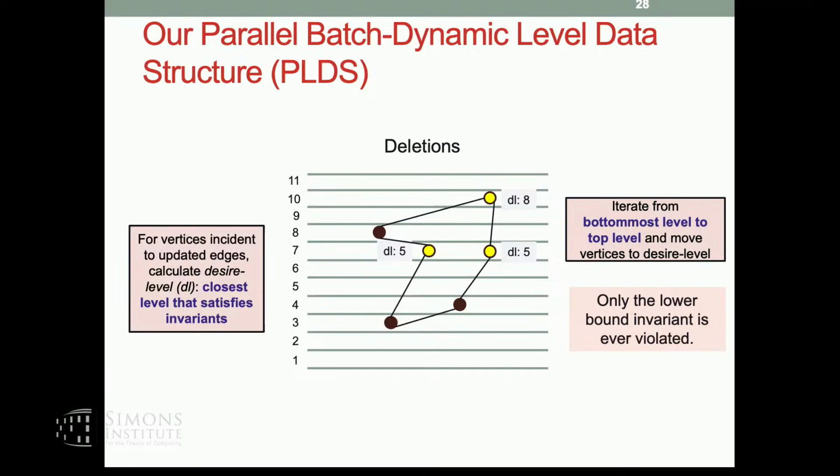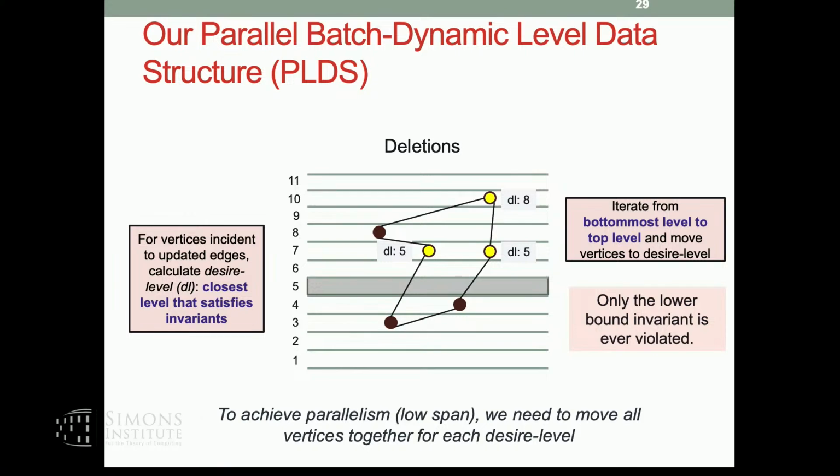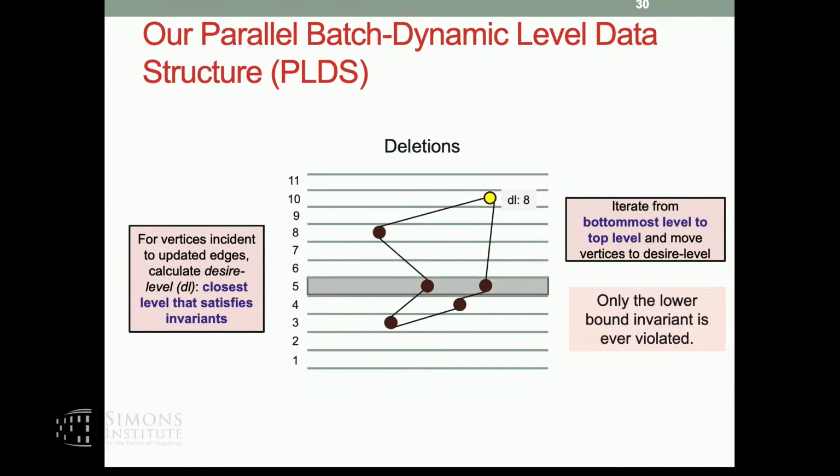Okay, so the algorithm is going to iterate from the bottommost level to the top. And then for each level that it looks at, it's going to see if anybody wants to go there. So the first interesting level here is level 5. There are 2 yellow vertices that want to go there. So we're going to move them down to level 5 in parallel. We don't want to do them one at a time because we want parallelism. And after we move them down, they could actually now cause some of their neighbors to no longer be happy. Or if one of the neighbors already had a desire level, maybe we need to update that.